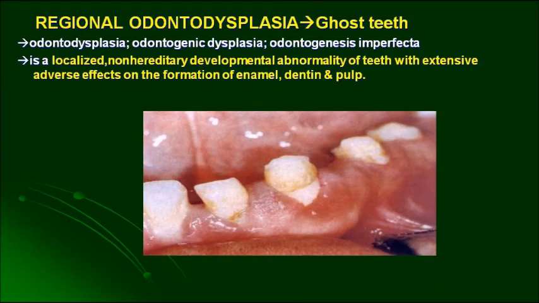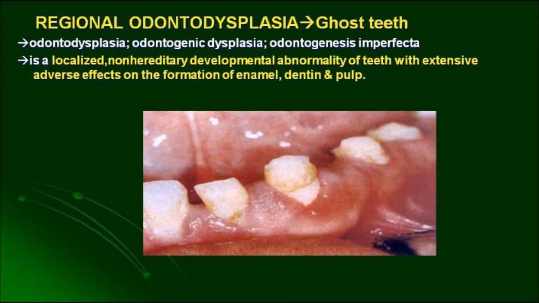Coming on to the next important MCQ, that is regional odontodysplasia. In regional odontodysplasia, the tooth appears as ghost teeth. So that is a very important MCQ. Ghost teeth actually belong to which condition? It is regional odontodysplasia. Here it is localized. Only 1 or 2 teeth might be like ghost teeth. So it is localized, non-hereditary.